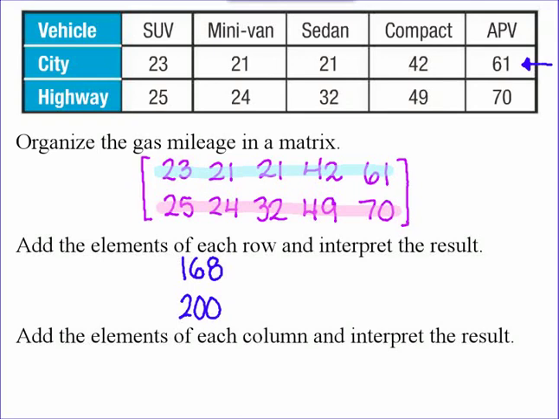So let's look. It says add the elements of each column and interpret the result. We're going to do the same thing here. We're going to start with column 1. What does column 1 add to, folks? 48. 48. Good.